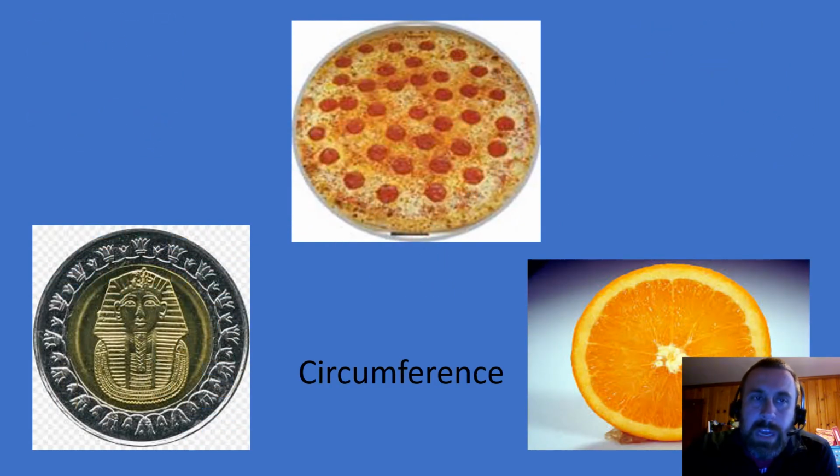So now, hopefully everybody remembers the parts that we're talking about here. Now we're talking circumference. And for these three objects, you can see that the circumference of the pizza, the coin, and the orange would be the very outside part of those circular objects. That's what we're talking about today.